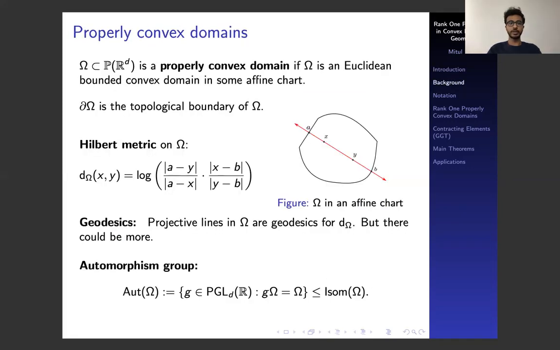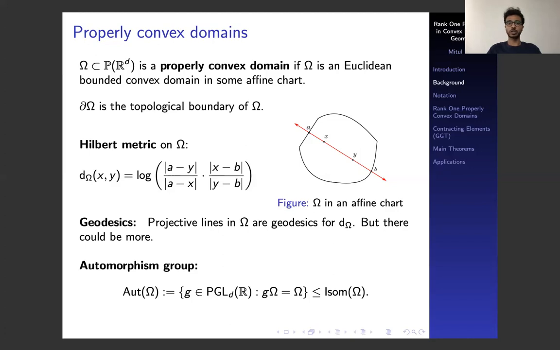Let me begin with some definitions. An open subset omega of the projective space is called a properly convex domain if omega is a Euclidean bounded convex domain in some affine chart. So for example, the picture given in this slide is an example of a properly convex domain in RP2. For some choice of affine chart, it looks like this Euclidean bounded convex domain in R2. Hence, it is a properly convex domain in RP2.